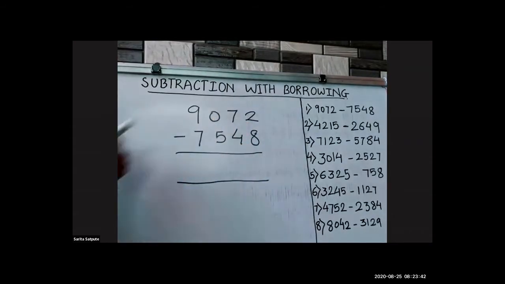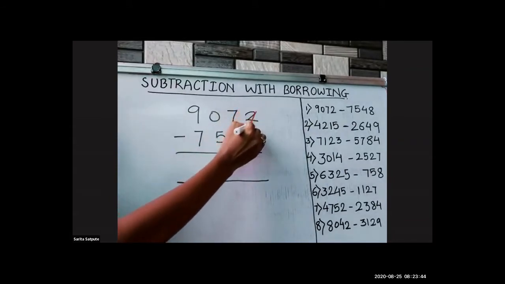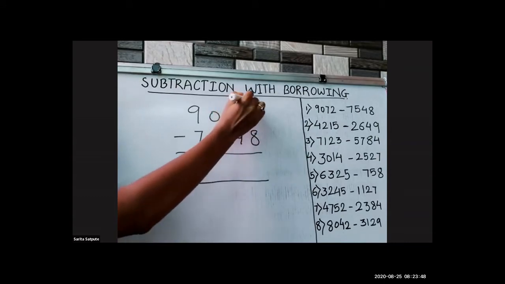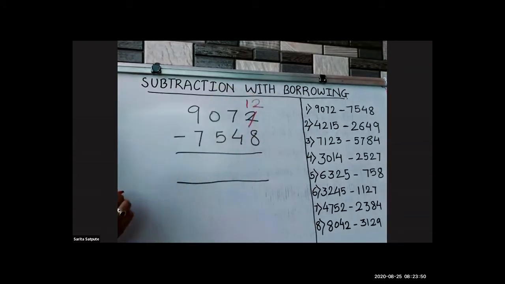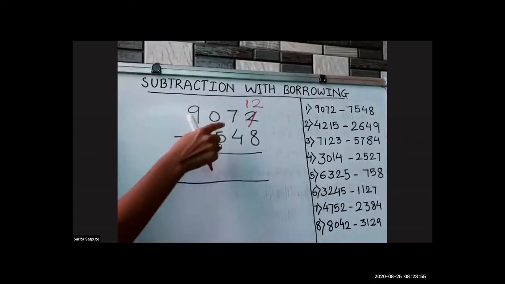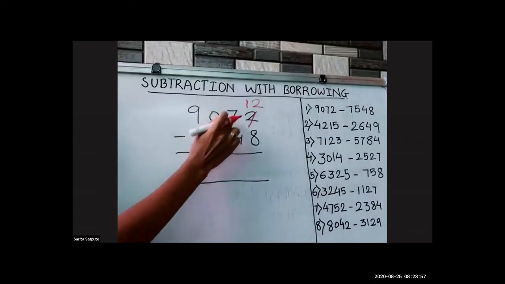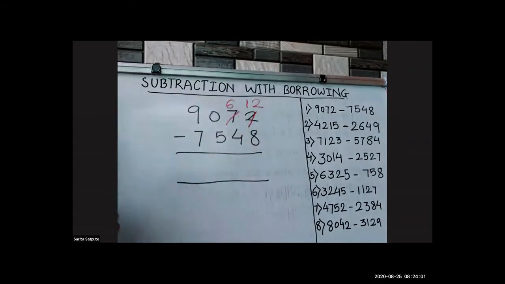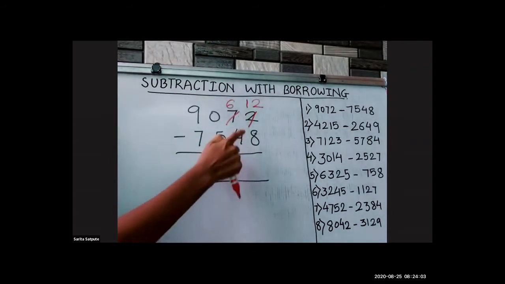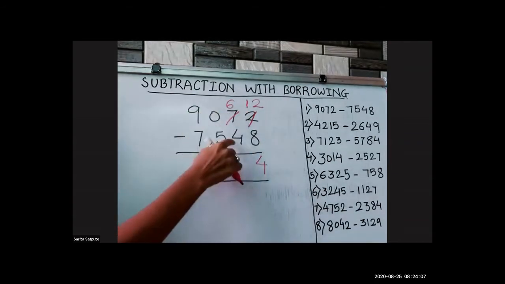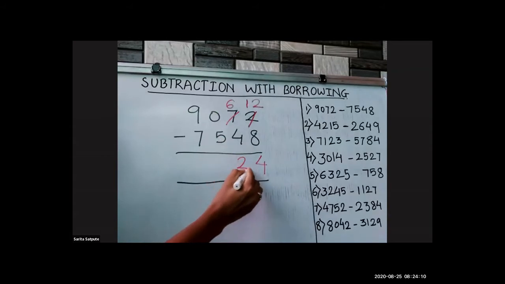So what will 2 do? He will borrow one number from 7. So 7 has given one number to 2. So 2 will become 12. Now you can subtract 8 from 12. So because 7 has given one number to 2, 7 will become 6. So now you have to subtract. 12 minus 8, 4. 6 minus 4, 2.